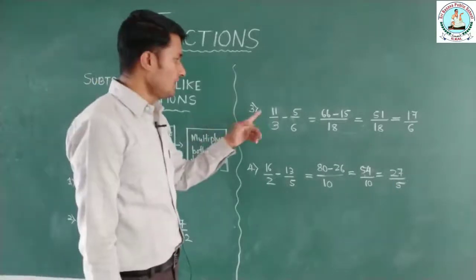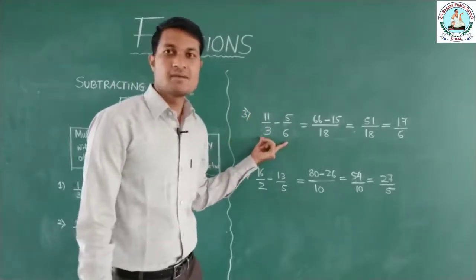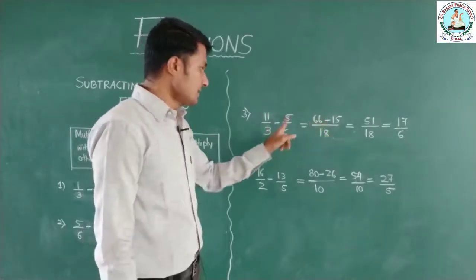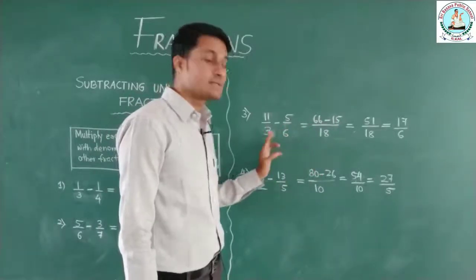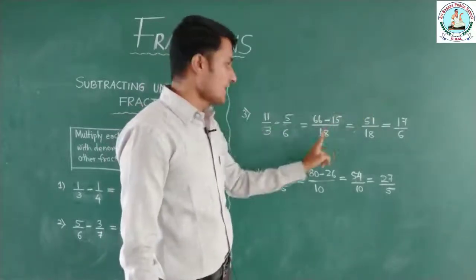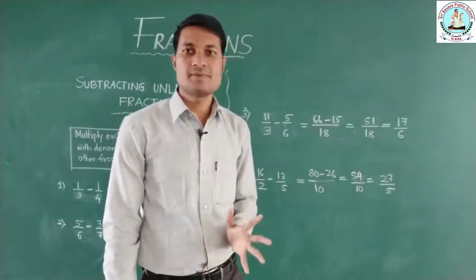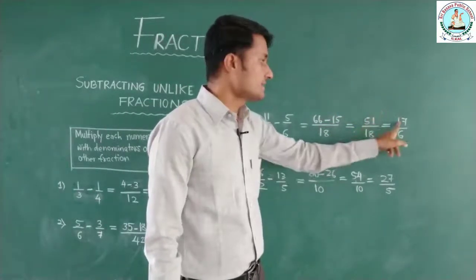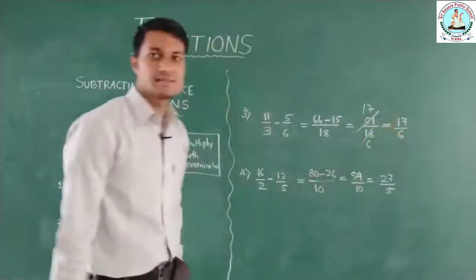Let's go for the third example. It is 11 by 3 minus 5 by 6, and as I said, the first step is to do cross multiplication, so 11 sixes will be 66, minus, then 5 threes are 15, and to get the denominator you have to multiply these two denominators. So 3 sixes are 18, then 66 minus 15 will be 51, and 18 as it is. Both numerator and denominator are in the table of 3, so use the third table and simplify both. 3 how much are 51? 3 17s are 51, see here, 3 17s are 51 and 3 sixes are 18, so 17 by 6 is the answer of this.